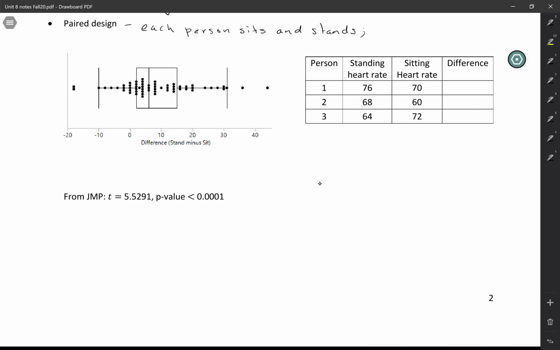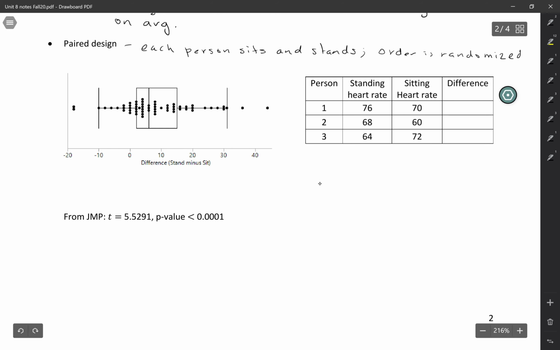If everybody's doing both, how does the random assignment come in? The randomness is that the order is randomized. We don't want everybody to sit first or everybody to stand first because there could be something just about the time that makes everybody's heart rate higher the first time or higher the second time. We don't want that to get in the way, and so we're going to randomize the order. And then the analysis is going to be different too. For a paired design, we're going to analyze the differences for each person.